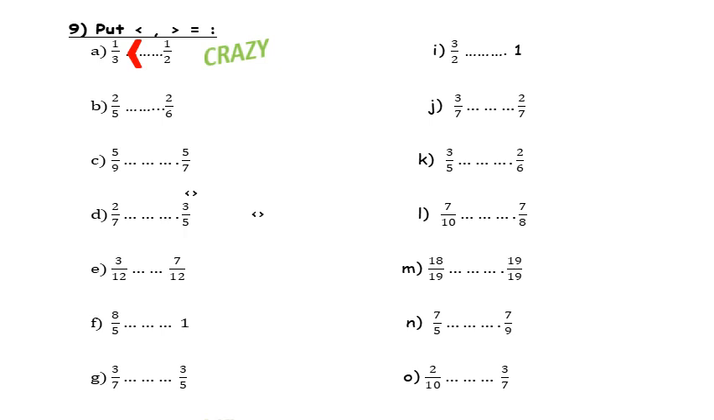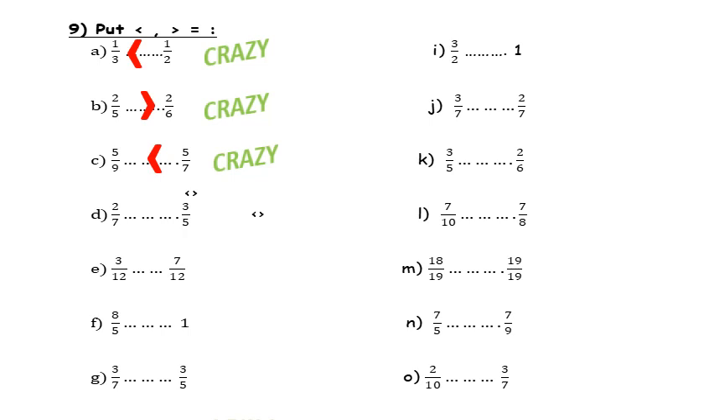Number B, 2 out of 5 and 2 out of 6. Crazy fraction or not crazy? Crazy. That means 2 out of 5 will be greater than 2 out of 6. Number C, 5 out of 9 and 5 out of 7. Crazy or not crazy? They are crazy fractions. Okay, that means 5 out of 7 will be greater than 5 out of 9.